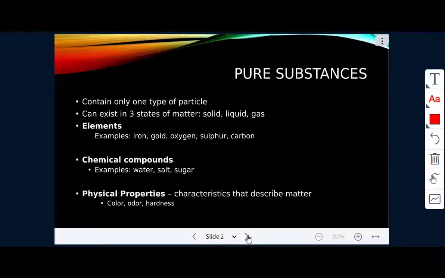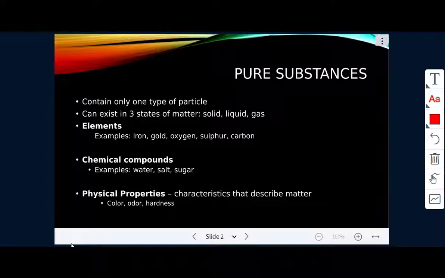Then we have chemical compounds. These can be, when you take elements and put them together, then they become compounds. So for example, water is a compound. It's made of H2O, so 2 hydrogens and 1 oxygen. That is a chemical compound. Salt is another compound. Salt is made of sodium chloride, sodium and chlorine together makes salt. And then sugar, there's different types of sugar, which is also a chemical compound.